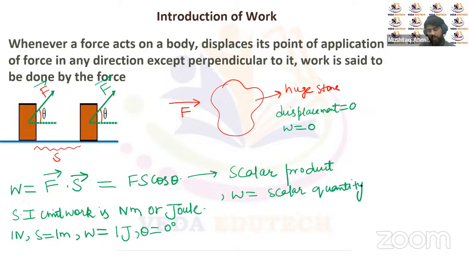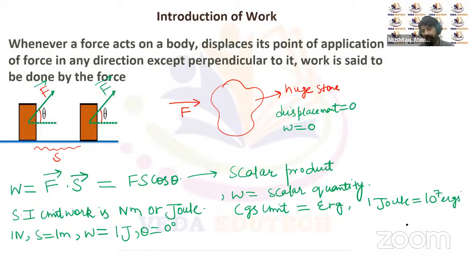Work is a scalar quantity. The SI unit of work is joule, and the CGS unit is erg. One joule is equal to 10 to the power 7 ergs. This is the relation between 1 joule and the CGS unit.